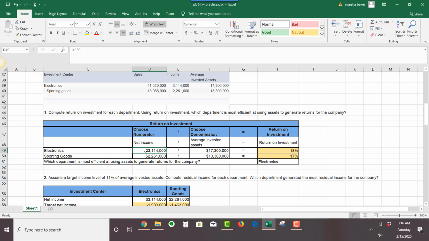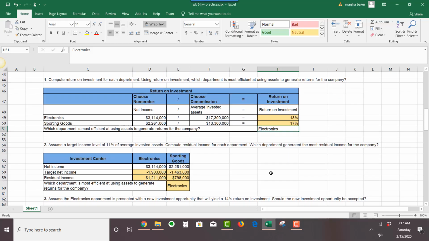So if we take 3,114,000 divided by 17.3 million, we get an 18% return for electronics, and we get a 17% return on sporting goods. Both pretty darn good for retailers because on average retailers make more like 5 or 6%. So clearly the electronics department is doing a little bit better at 18%, but not too shabby for the sporting goods department. So now we're going to calculate the residual income.